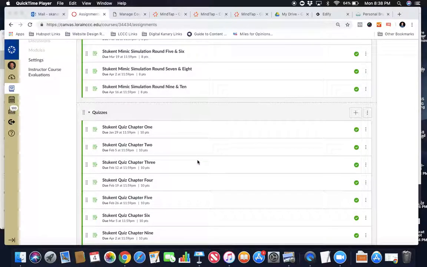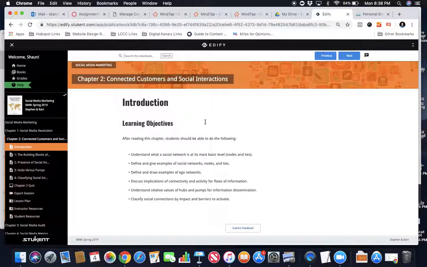Tonight we'll be discussing Chapter 2 of the Stu-Kent textbook. Chapter 2 of the Stu-Kent textbook has to deal with understanding the connectivity and social interactions that happen on social media. After reading the chapter, you should be able to do the following.